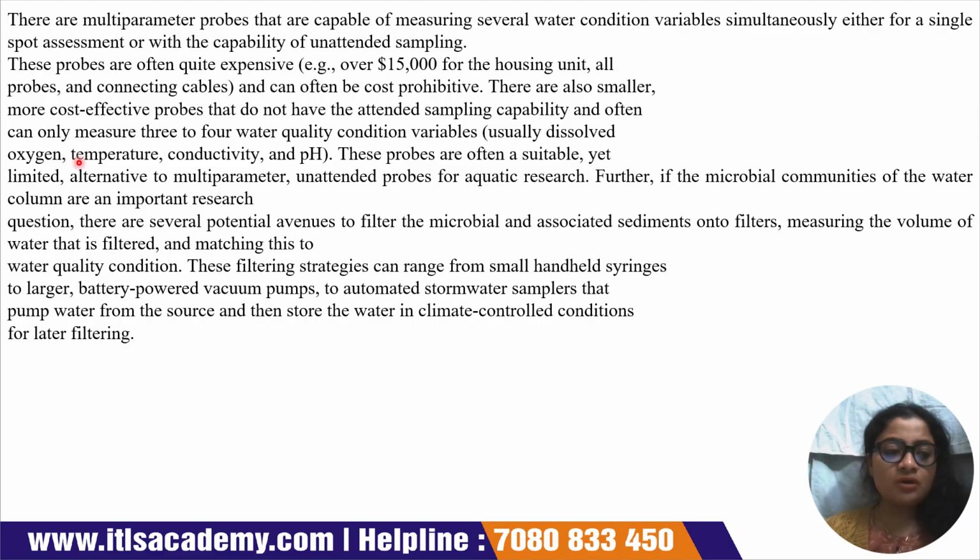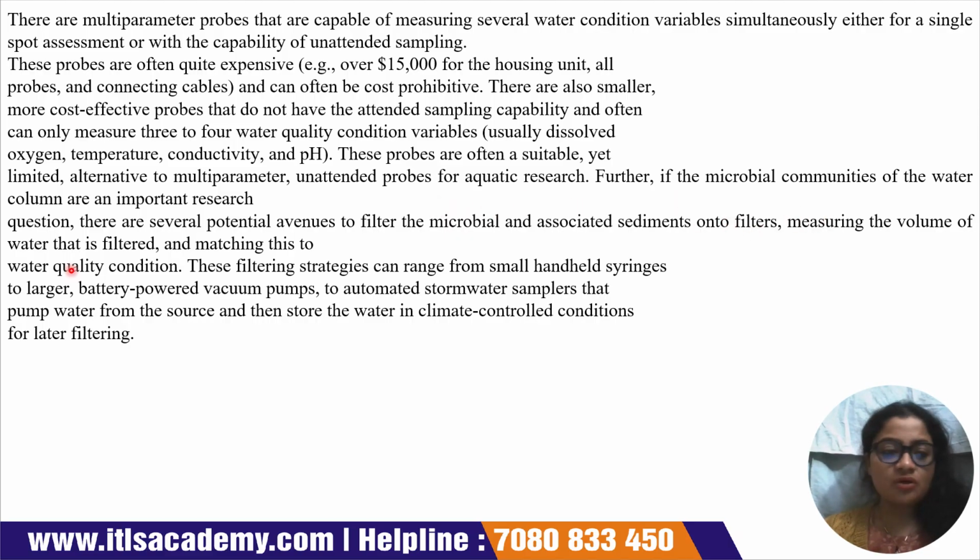There are also smaller, more cost-effective probes that do not have the unattended sampling capability and often can only measure 3 to 4 water quality condition variables, which are usually dissolved oxygen, temperature, conductivity, pH. These probes are often a suitable yet limited alternative to multi-parameter unattended probes for aquatic research.